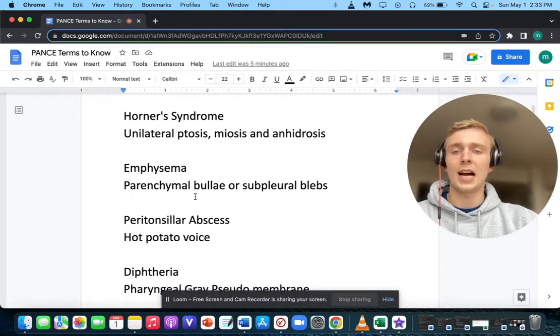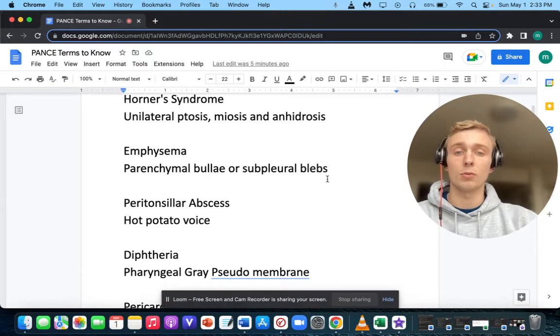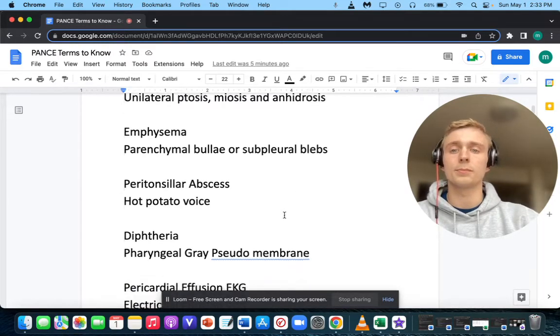When you hear parenchymal bullae or subpleural blebs, especially in an older patient, that makes you think of emphysema. So for emphysema, parenchymal bullae and subpleural blebs. If it's a young patient with blebs, that could make you think of a primary spontaneous pneumothorax as well. So young patient with blebs, spontaneous pneumothorax, or if they're an old patient with emphysema, you want to think parenchymal bullae or subpleural blebs.